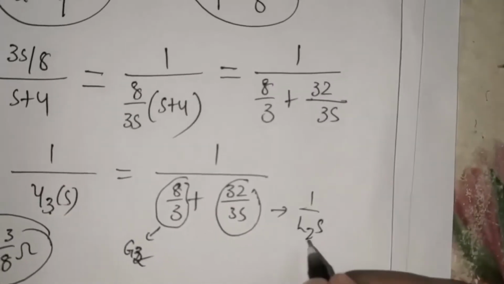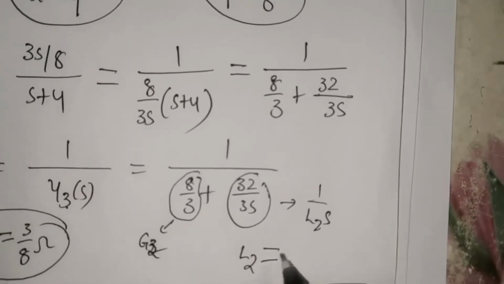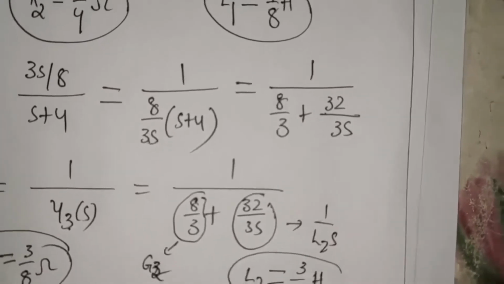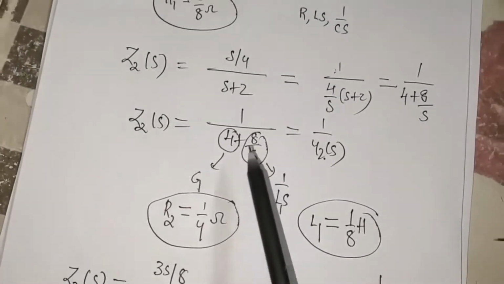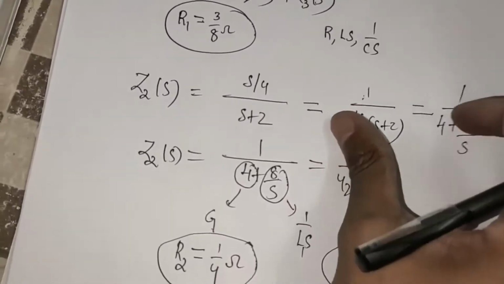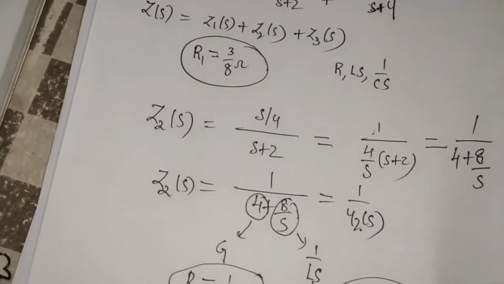Okay, so L2 value is 3 by 32 Henry. So we obtain all the values of Z1, Z2 and Z3. So using these partial fractions, now we will synthesize the given network.